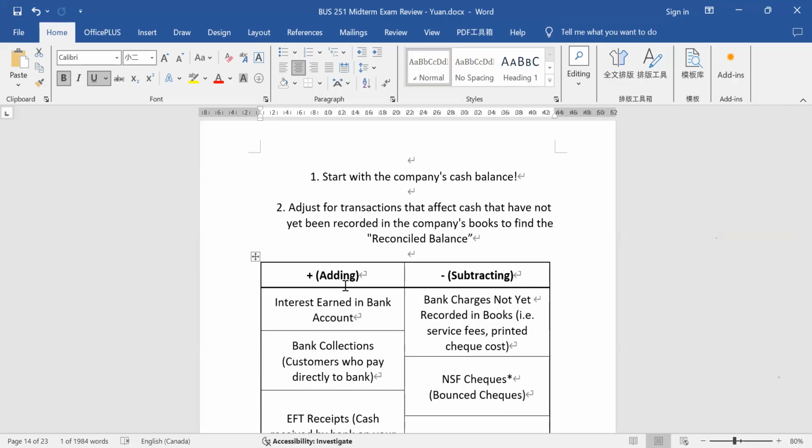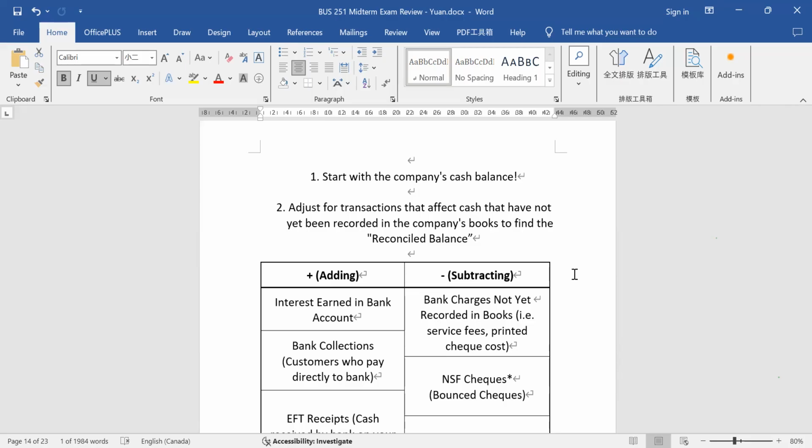And what else you have to add on is the bank collections, like customers who pay directly to the bank, so you haven't booked this yet. And then you have to add this on as well. What you have to subtract is some bank charges that are not recorded in the books, for example, service fees or printed check costs. The bank could charge you automatically, but you don't know this yet. You have to book this. So for you, you have to make some adjustment.